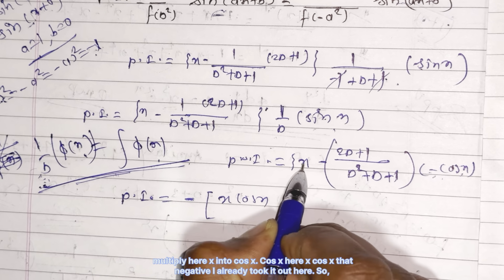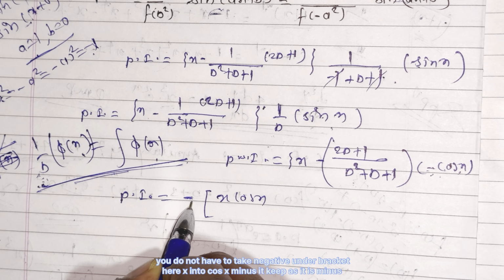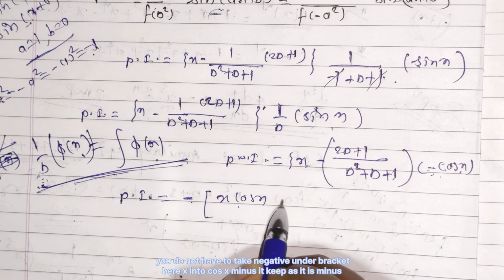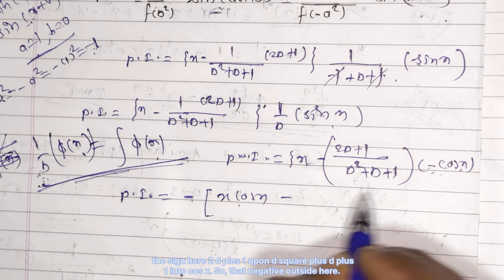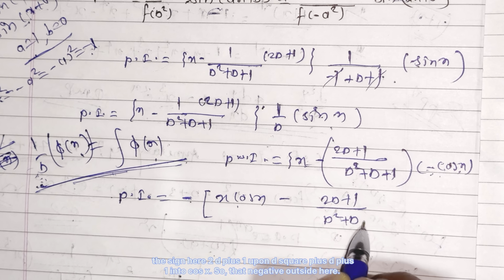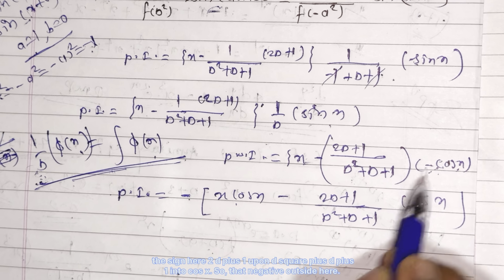Okay, cos x here, x cos x, that negative I already took it out here. So you don't have to take the negative under the bracket here. x into cos x minus, keep the sign as it is, (2D plus 1) upon (D square plus D plus 1) into cos x. So that negative is outside here.